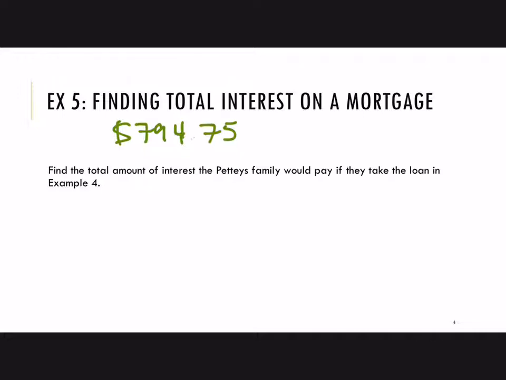Another question that we're interested in: let's find the total amount of interest that this family would pay if they do take this mortgage in that previous example. What we need to know is the total amount that they'll be paying, and then we just need the difference between that and the principal of the loan. So the amount that they're paying, the monetary amount minus the principal, gives the interest.